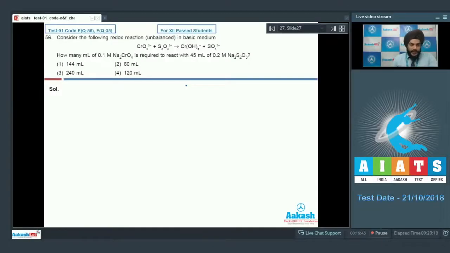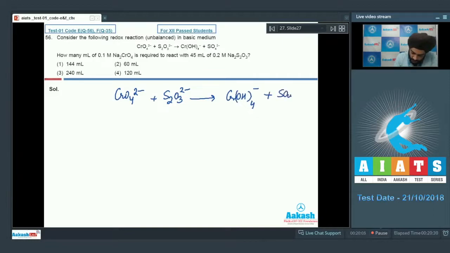Let us look at question number 56 now. Consider the following redox reaction in basic medium. So we have been given chromate ions react with thiosulfate ions to form Cr(OH)4 minus plus SO4 2 minus. So we have to comment on the amount of Na2CrO4 required to react with 45 ml of 0.2 molar Na2S2O3.